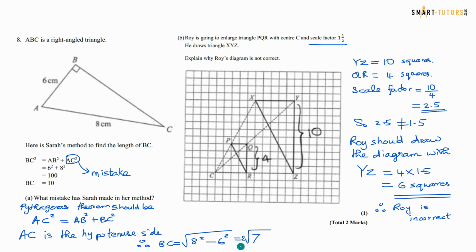So according to the diagram, if you count the squares 1, 2, 3, 4, 5, 6, 7, 8, 9, 10, divide by 4, that is a 2.5 scale factor. As far as the question is concerned, 1.5 is the scale factor. So actually 4 times 1.5 is 6 squares. So Roy should draw the XYZ diagram with a height of 6 squares, not 10 squares. So Roy is incorrect. That is the answer for question number 8.